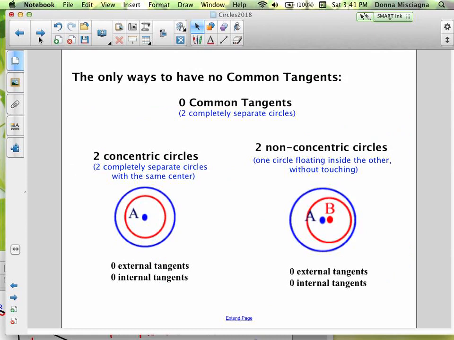And here's how you have no common tangents. If you have 2 circles where one's inside the other, it could be that they have the same center, so they're called concentric circles, or it could be they have 2 different centers. There's no way to get, whatever's a tangent to one is a secant to the other, or nothing to the other. So there's no way to draw any tangents here at all.